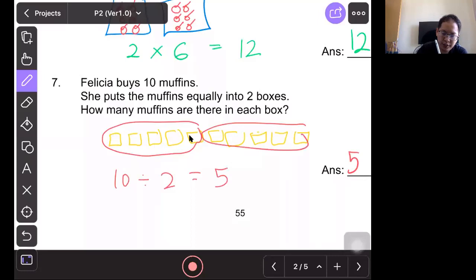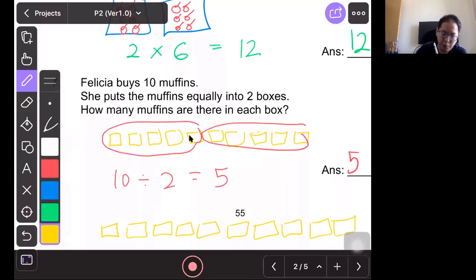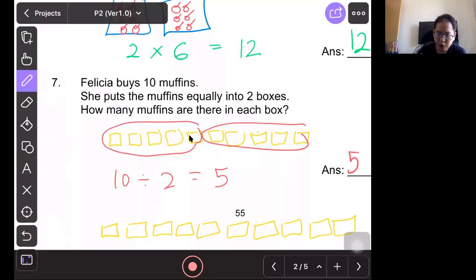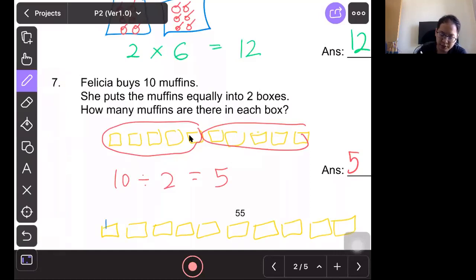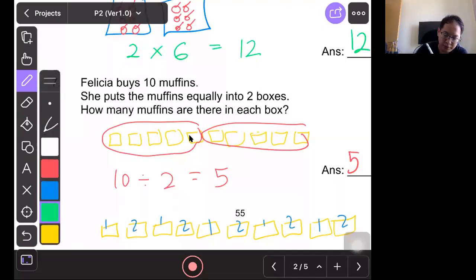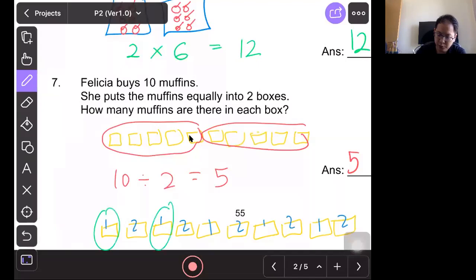Or another way to do it is, you have the 10 muffins first. Then you put one each in each box. So this is for your first box, second box, and so on, until all ten are shared. So in your first box, there is 1, 2, 3, 4, 5. 5 muffins in each box.